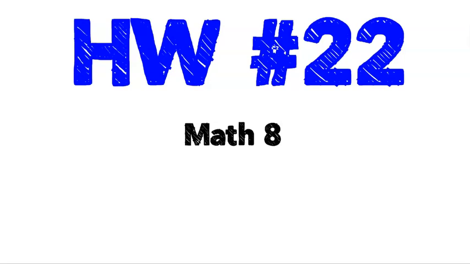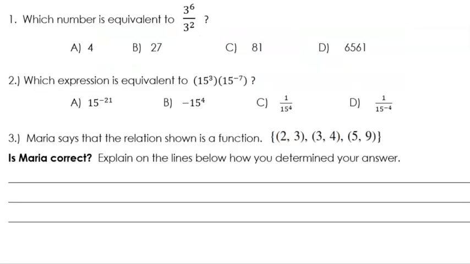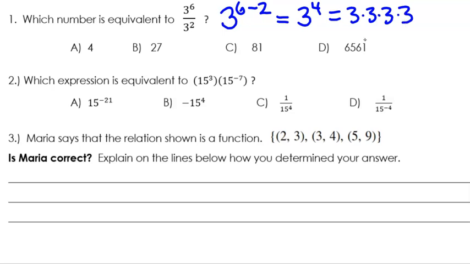Homework number 22. Question number 1 asks you which number is equivalent to 3 to the 6th divided by 3 to the 2nd. Whenever we have like bases that have exponents, we know that the shortcut is to keep the base the same and subtract the exponents. So starting from the numerator, we're going to subtract 6 minus 2. When we keep the base the same, our new exponent will be 4. So 3 to the 4th is equivalent. That could be an answer. And so could the actual value for 3 to the 4th power, which is 81.